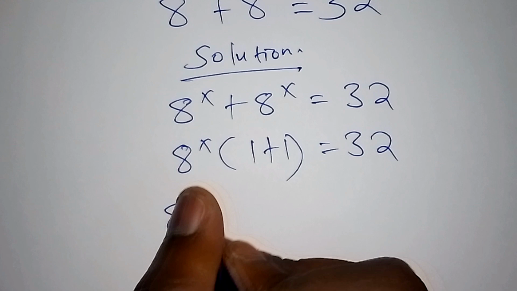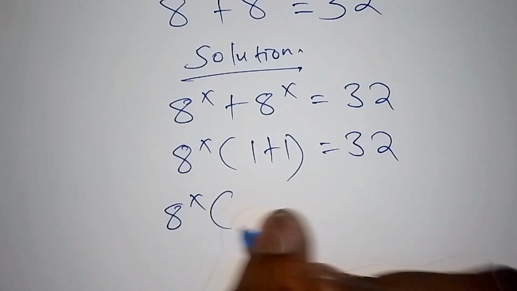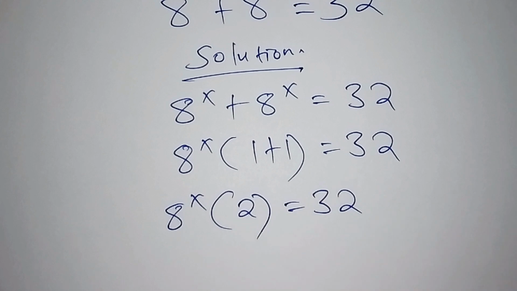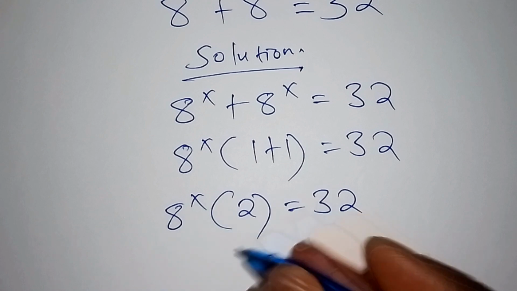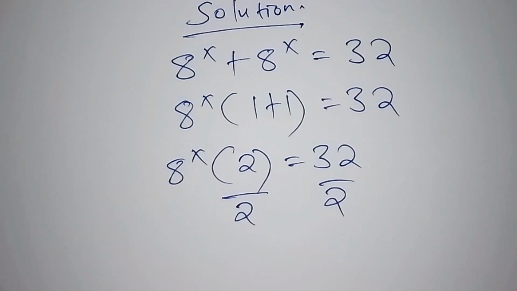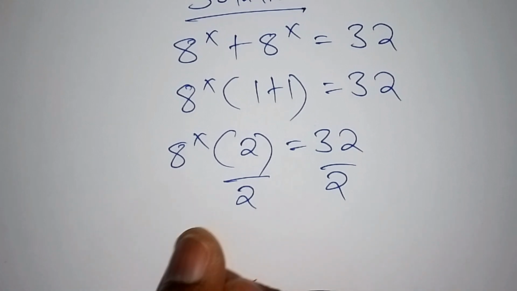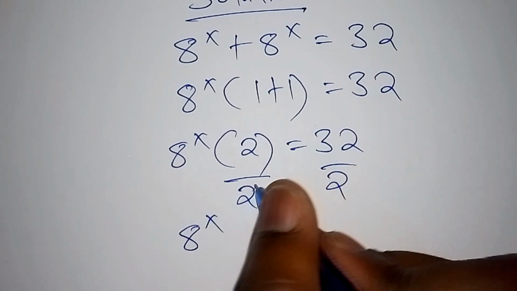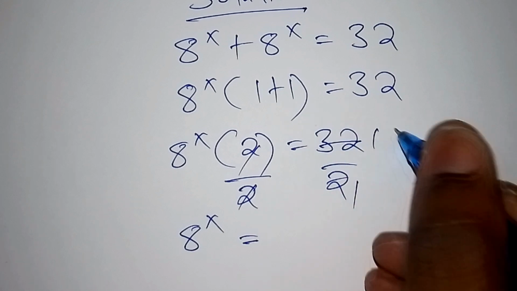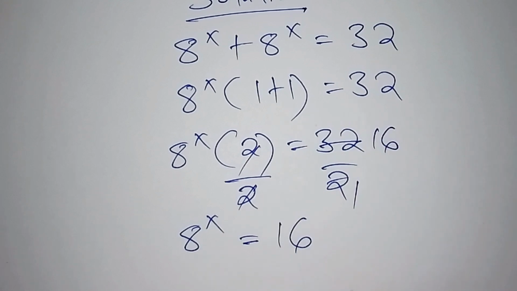So the next step, we work out the number inside the bracket. We shall have 8 to the power of x, then we close the bracket. 1 plus 1 is 2, equals 32. So from here, we shall be forced to divide both sides by 2, so that we remain with 8 to the power of x. Here by 2, this side also by 2. So now we have 8 to the power of x, because 2 and 2 have cancelled, equals 2 into 32, 16. So it is equal to 16.